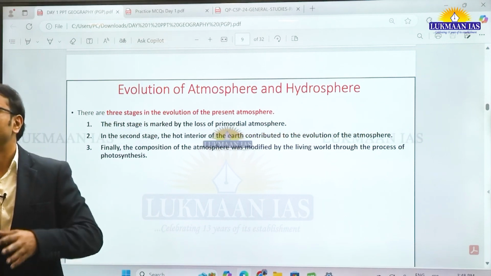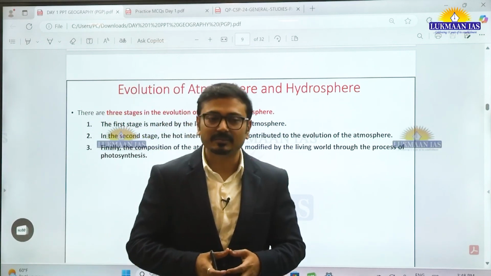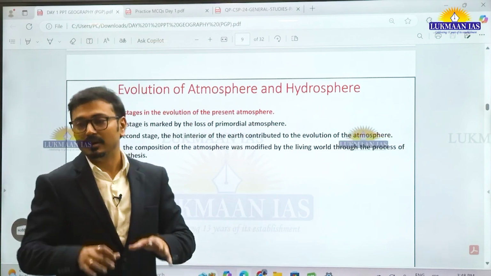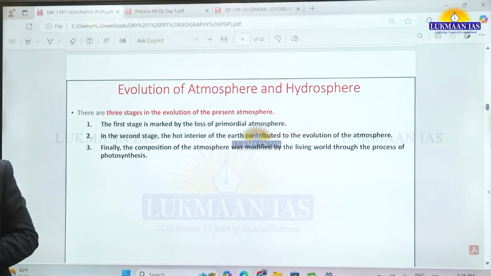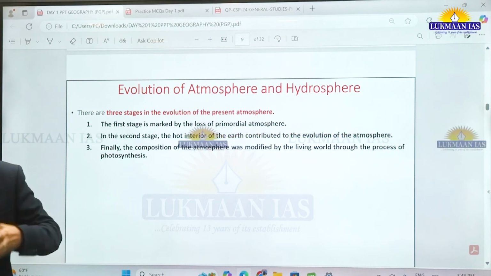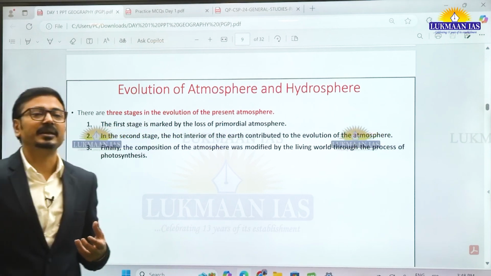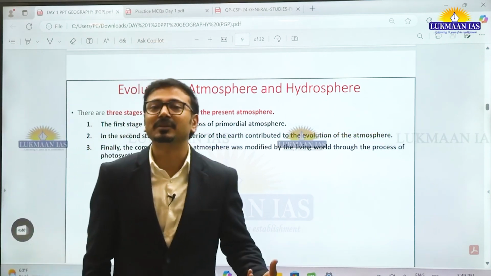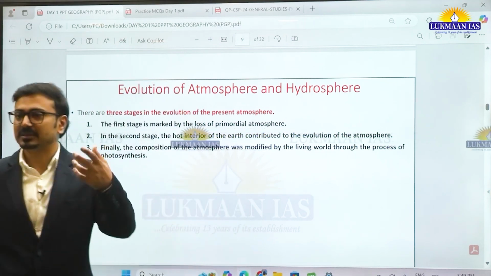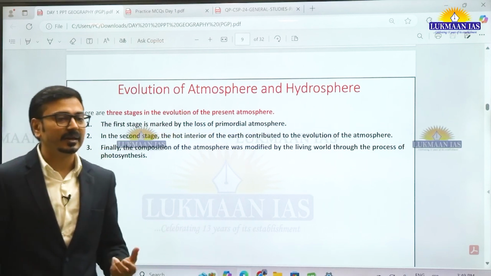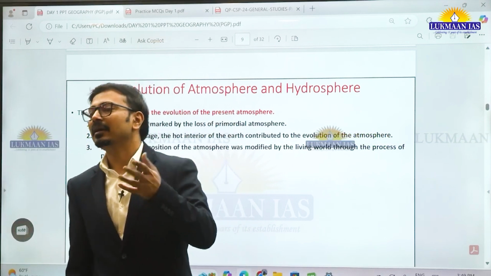But that atmosphere was removed by strong solar winds. As these are terrestrial planets, they are located near the sun. Strong solar winds basically removed this ancient, primordial atmosphere from the earth's surface. After that, a process called degassing started. It was simultaneous, of course. Degassing is basically the emission of gases from the interior of the earth. Through volcanic eruptions or geysers, whatever gases were formed inside the earth found a way outside.